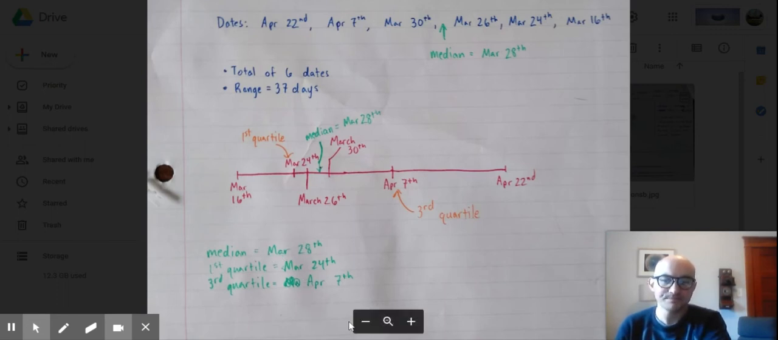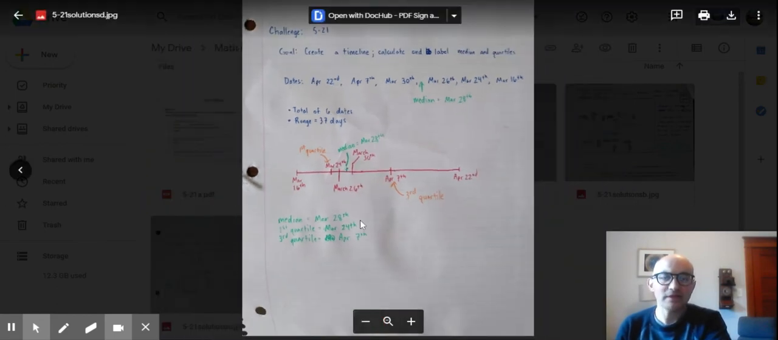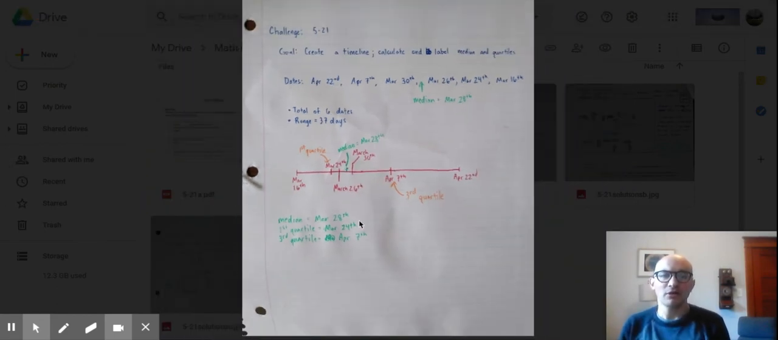So there you have it. That was all we had to do, putting together all the tools we've learned about statistics over the past couple of weeks. We used concepts of median and quartiles today to create a timeline about our school closure related to COVID-19. You're going to be getting a ton of practice with this in middle school math in 7th and 8th grade. So this will not be the last time you see this. You'll get tons of practice with it next year.